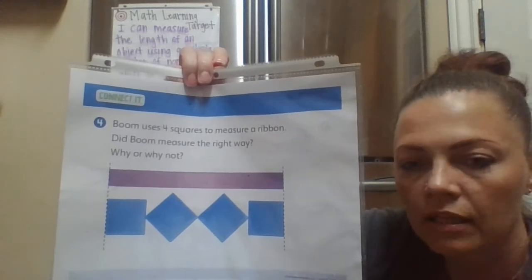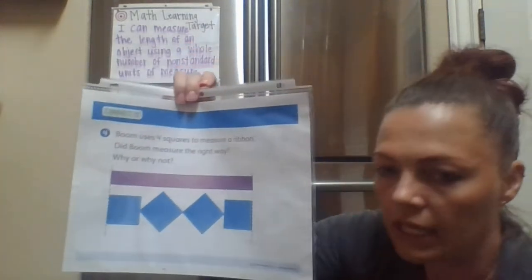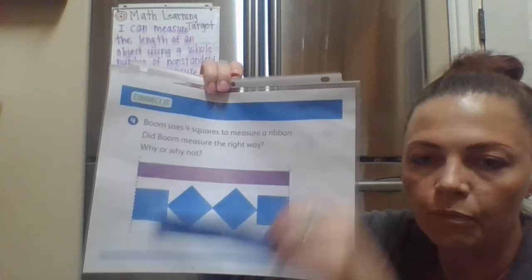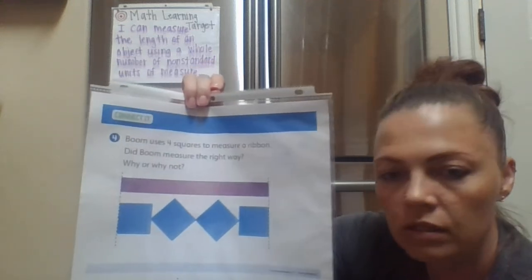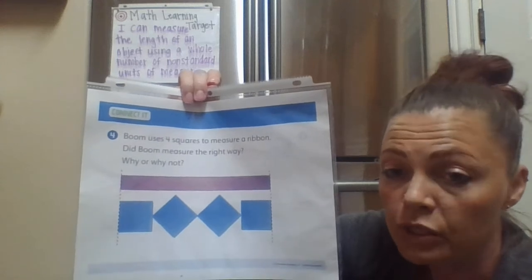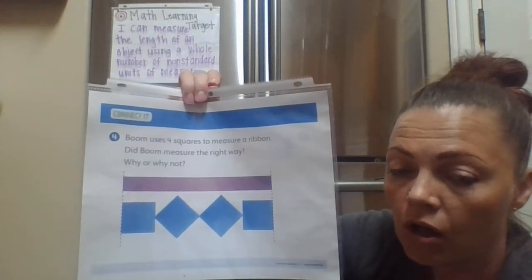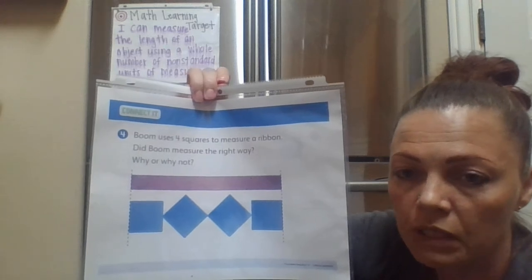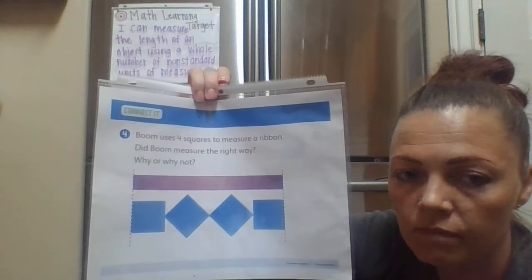They're not. All these squares would have to be laid like this, end to end, if Boom was using this the right way. So he did not measure this correctly. All of those boxes would have to be facing the same direction in order for this to be a correct measurement. Okay? Okay, let's look at this one.